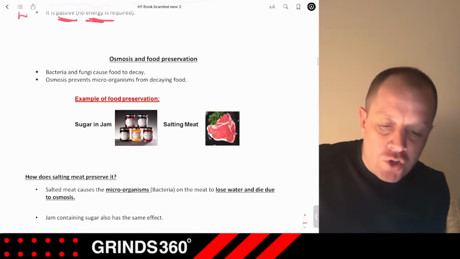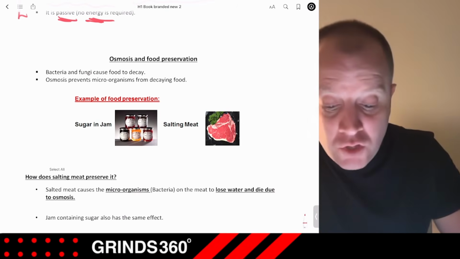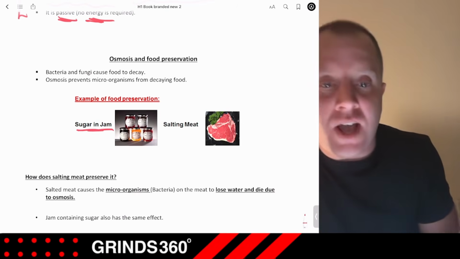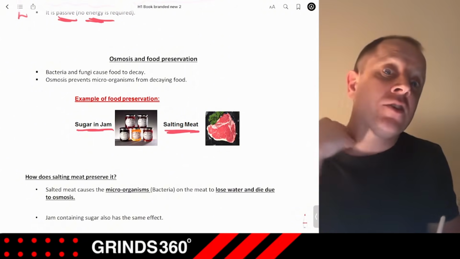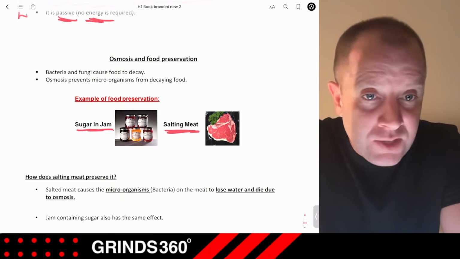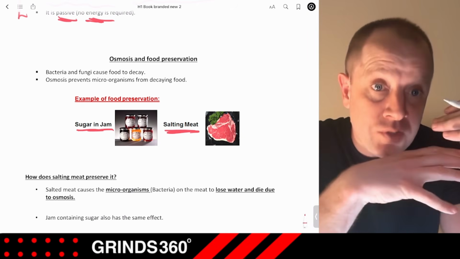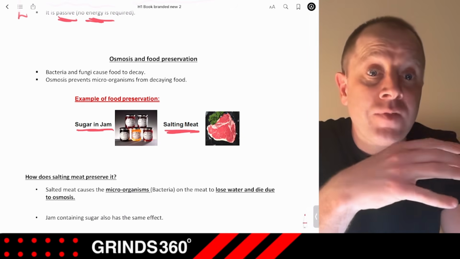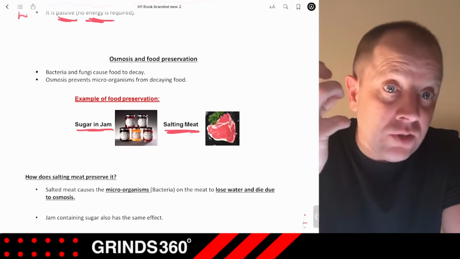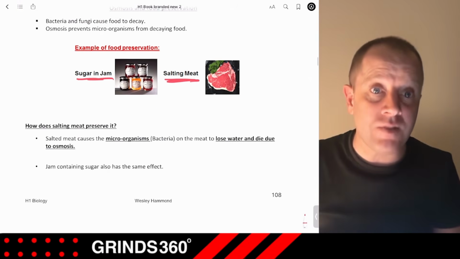Now, you need to then know how osmosis is related to food preservation. So if we put a load of sugar in jam, or if you salt meat, obviously we don't really salt meat for preservation much anymore because we have fridges and freezers. But a couple hundred years ago, that's how they would have preserved the meat. They would have salted the meat. Now you need to know, how does salting meat preserve the meat?